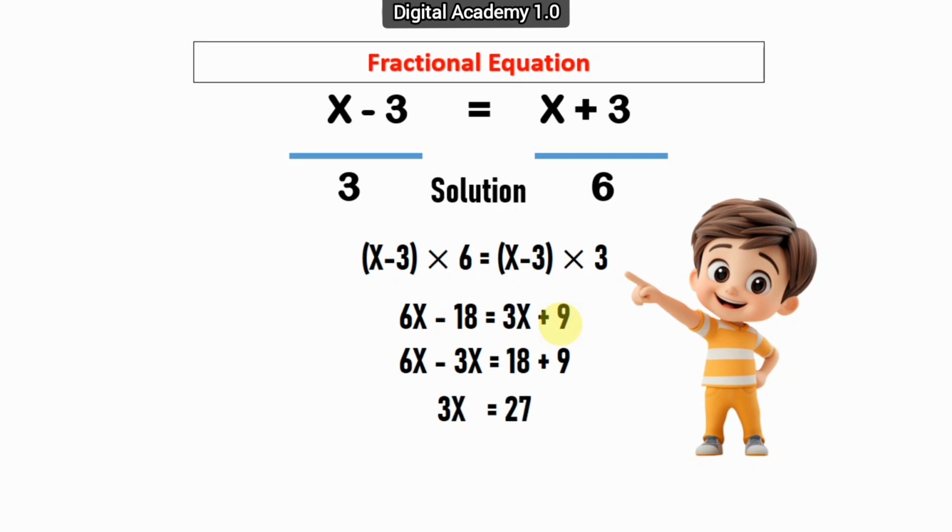Step 4. Now simply solve for x. x equals 27 divided by 3 equals 9. Final answer. x equals 9.